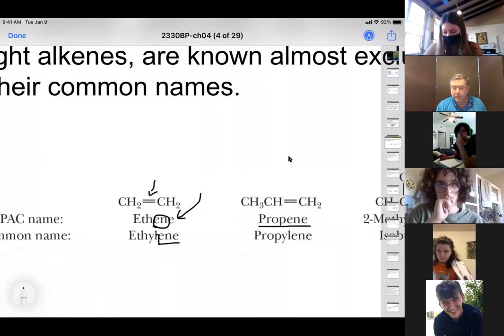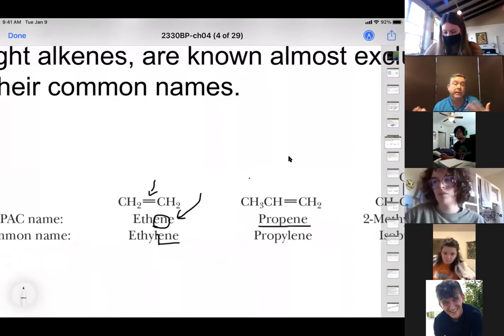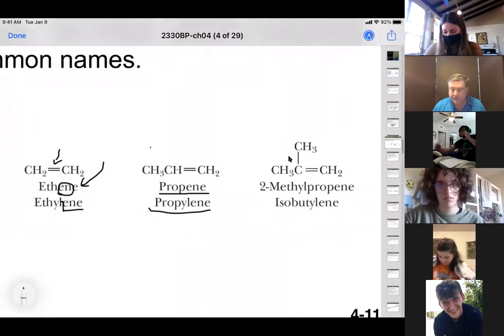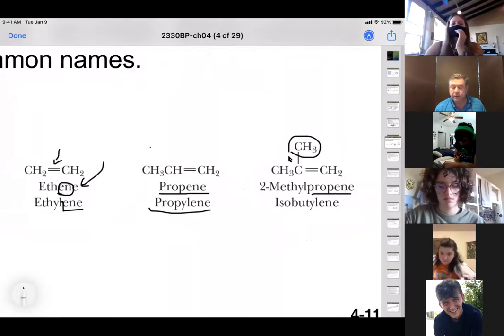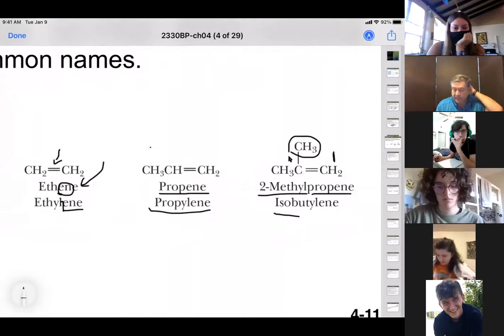When you add another carbon here, you end up with propene, 1, 2, 3, propene. But the common name is propylene. The engineers like to add that YL in there to make it more fun, I guess. And in this case, we've added a methyl group to our propene right here. So we have to locate our methyl group. We number from the lowest double bond carbon first, which puts that methyl group on the 2 position. So it's 2-methylpropene. But the common name for that is isobutylene.